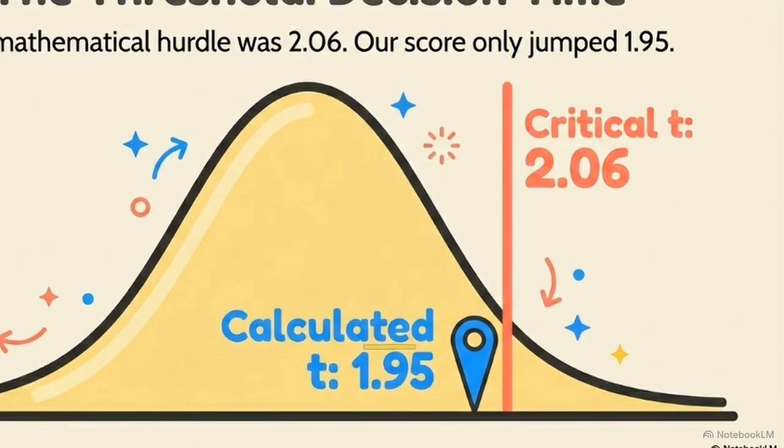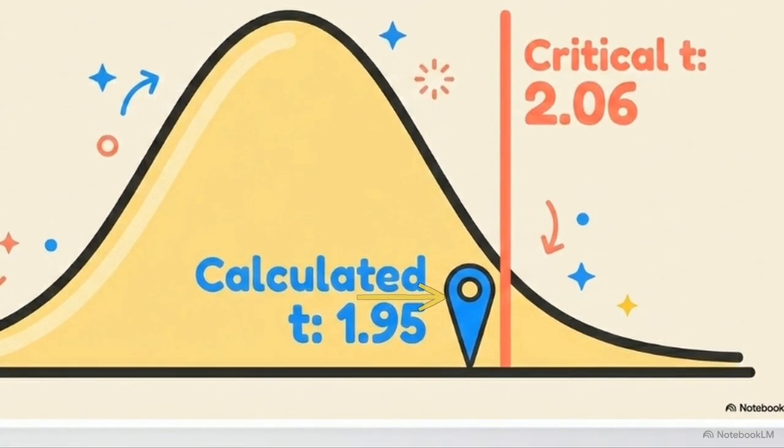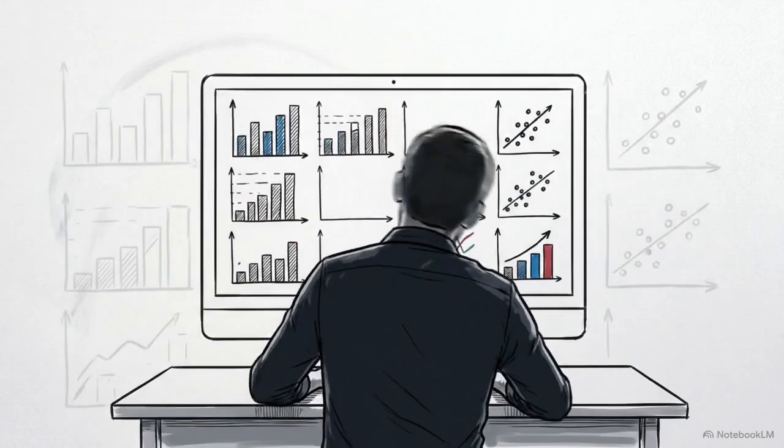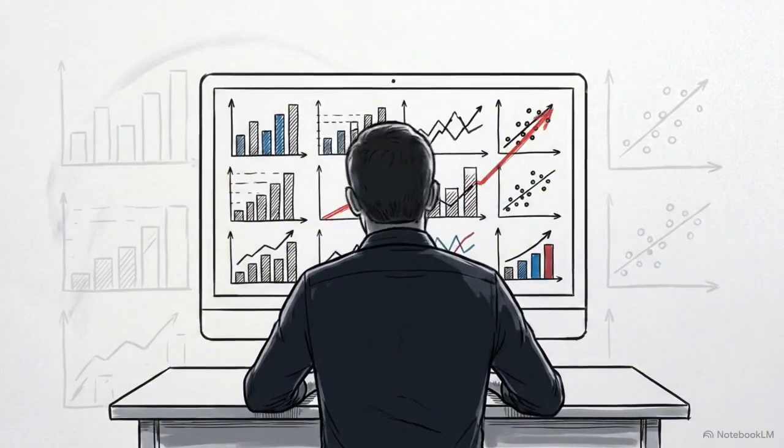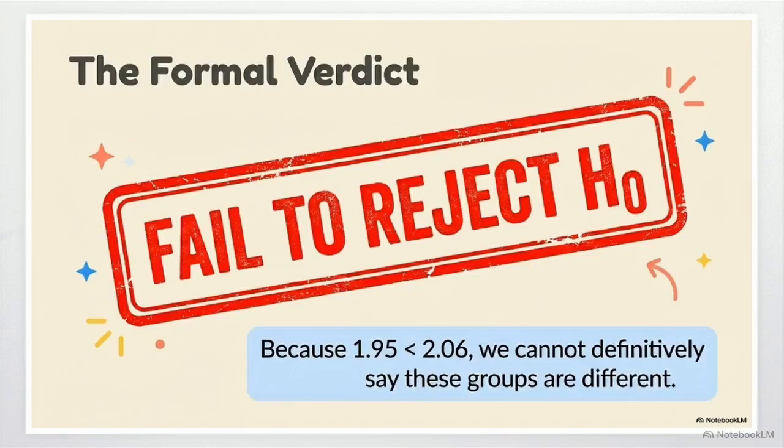When we map our working example onto this landscape, our calculated 1.95 falls short. Failing to cross this mathematical boundary means the data does not possess enough statistical gravity to prove the groups are actually different. This image shows the formal, rigid statistical verdict based on the threshold failure. We failed to reject the null hypothesis.